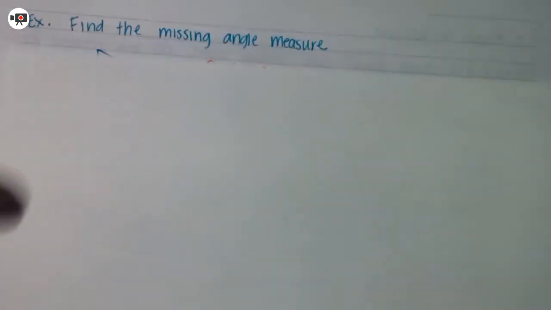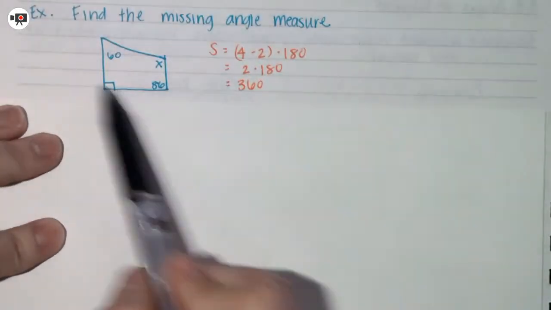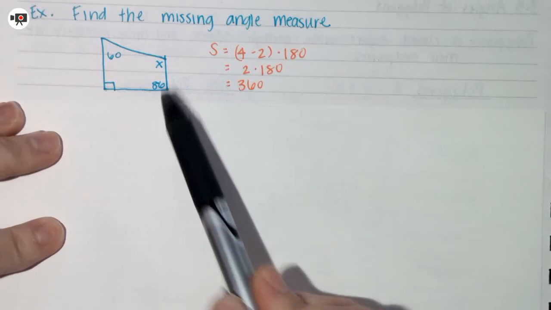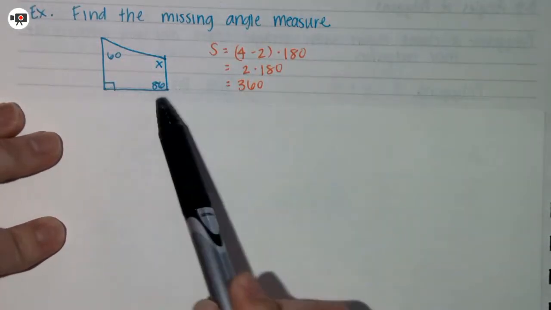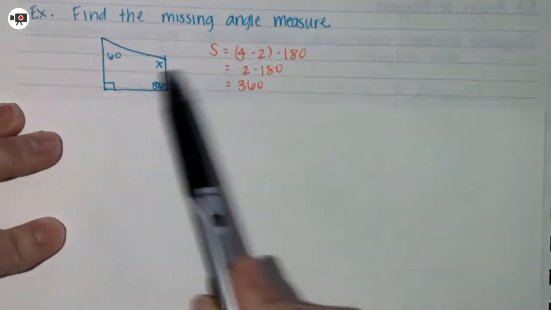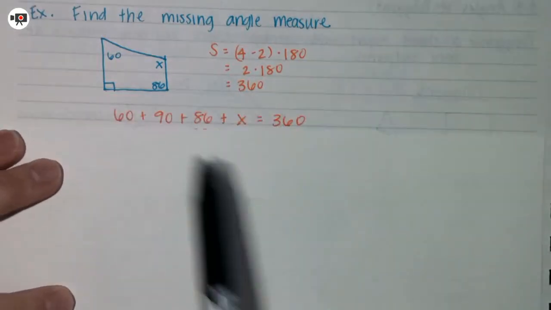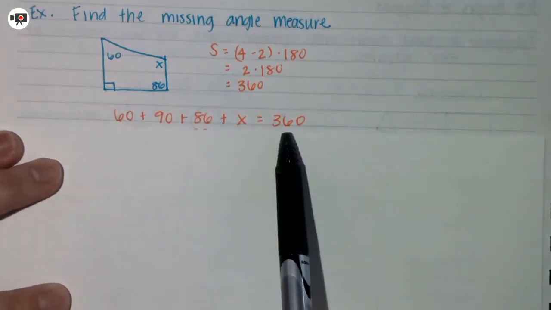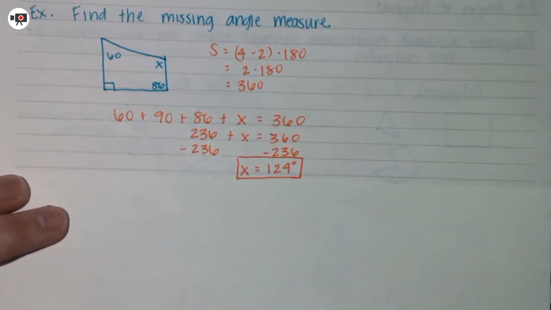I can also find missing angle measures. So here I have this kind of quadrilateral, and it tells me 60, 90, the box means 90 because it's a right angle, and 86. So my S, the total, is going to be 360. Then I add up all the insides and set it equal to 360, and then I solve for X. So X is 124 degrees.